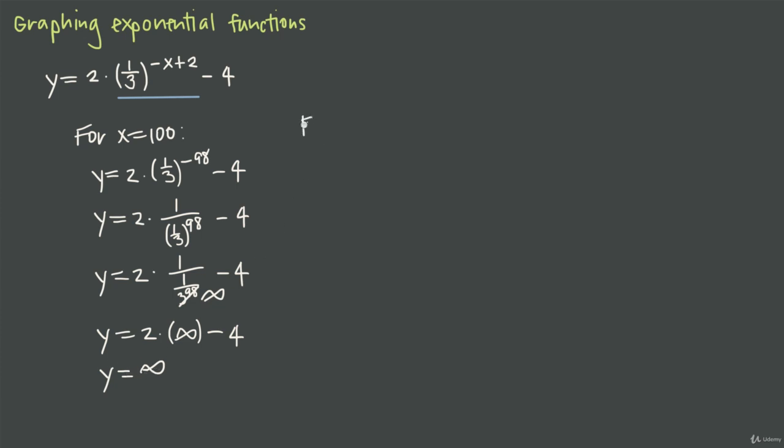Contrast that with what happens when we take x equals negative 100. So for x equals negative 100, we'll go through the same set of steps, plugging in here negative 100 for x. Well, we'll get y is equal to 2 multiplied by 1/3 to the negative 100, when we plug that in. We have a negative sign in front, so we'll get negative of negative 100. Those negative signs will cancel, and we'll be left with positive 100. 100 plus 2 is 102, so we get 102 and then minus 4.